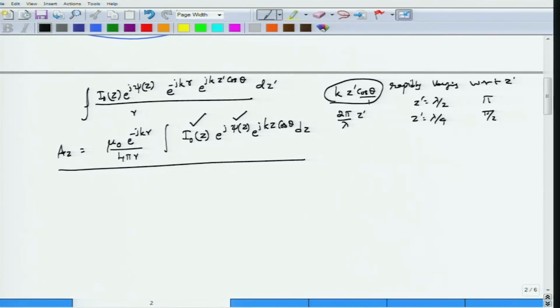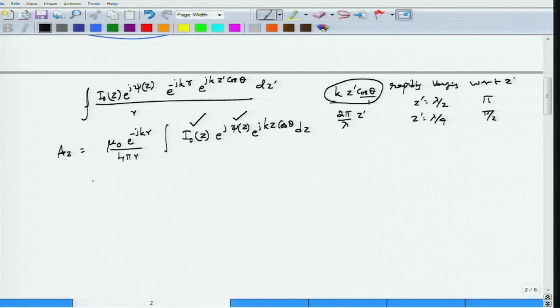The only problem seems to be that I do not know what I 0 of z and e power j psi of z are, and this is in fact the central problem in antenna analysis. This is one of the most important problems in antenna analysis, because you simply do not know the current distribution of a majority of antennas. In fact, even the simplest case of a half wave dipole with non-zero thickness conductor has never been fully solved. All this happens because you do not really know the current distribution.